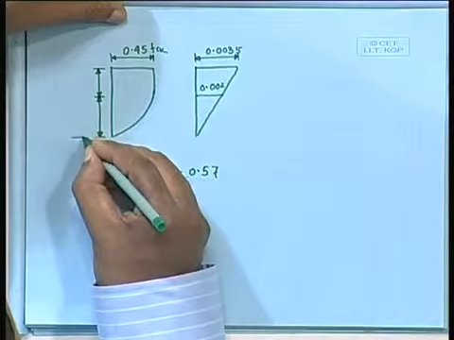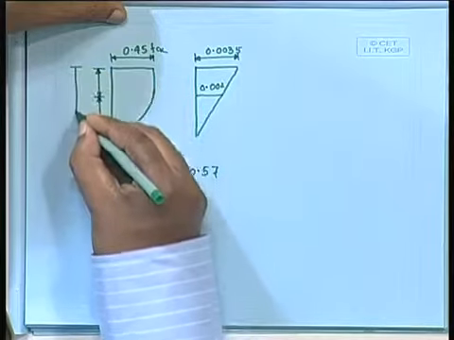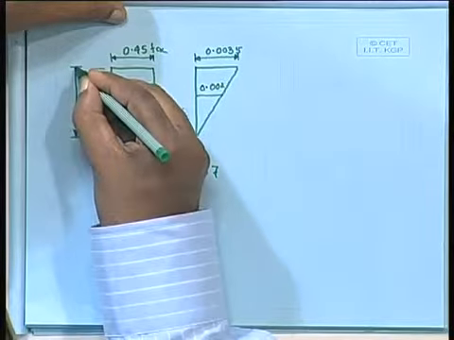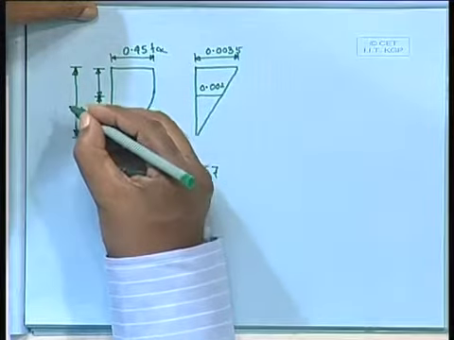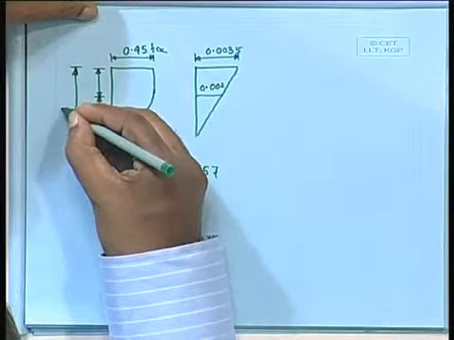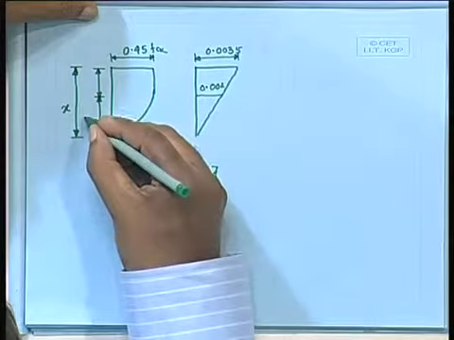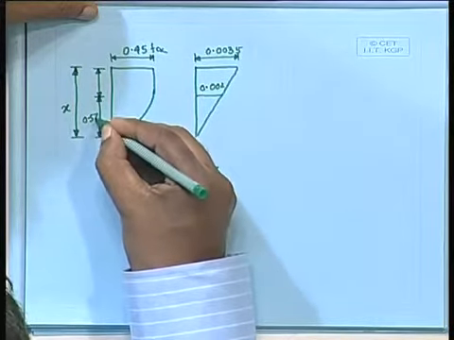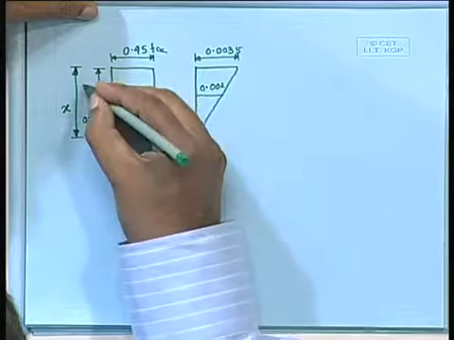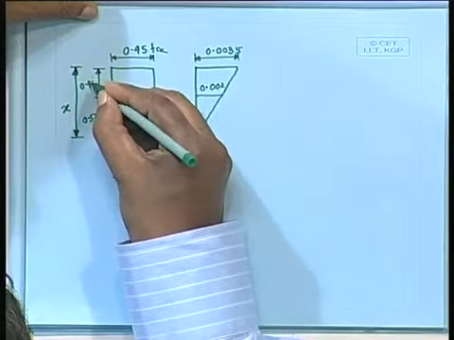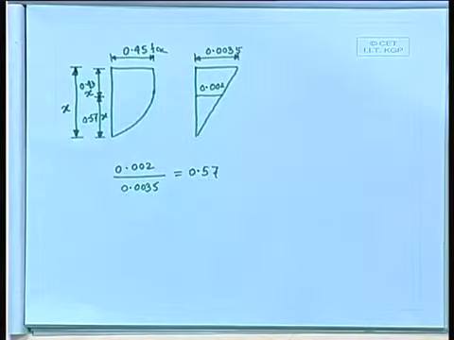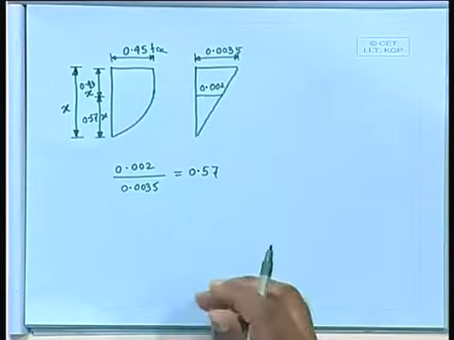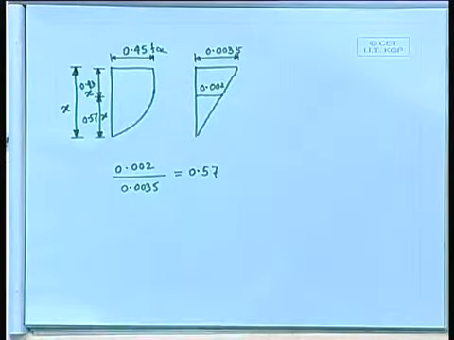If we take the depth of the neutral axis from the maximum compressive stress side as x, this is 0.57 x, and this one 0.43 x. So 0.57 x and 0.43 x.